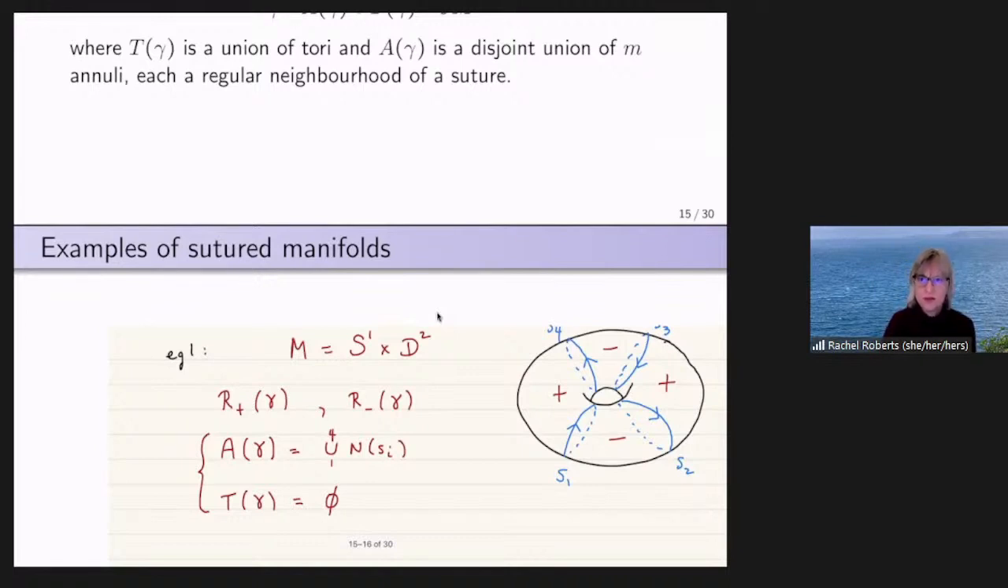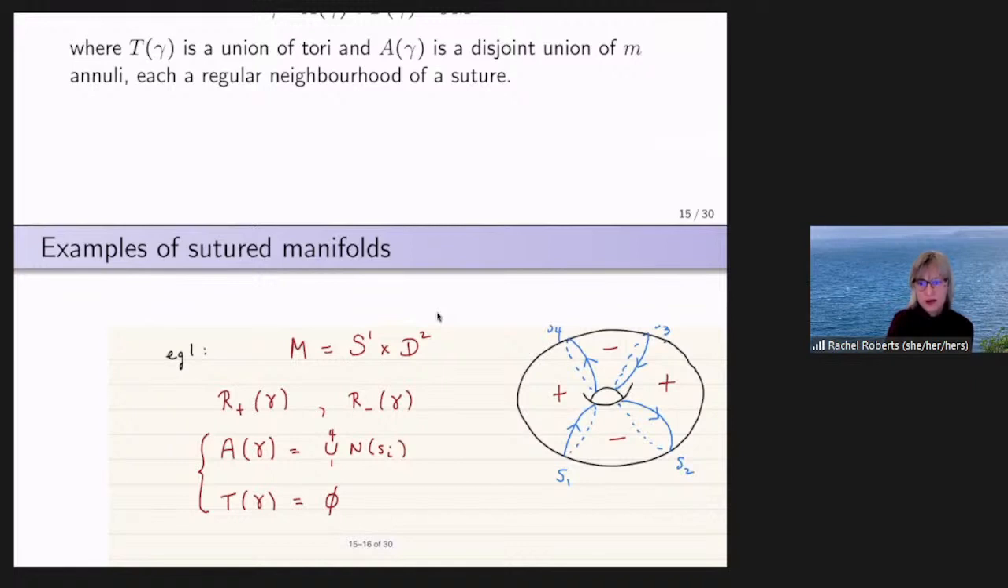So here is an example. You could think about your manifold as just being the solid torus. And then we see in blue four sutures. And the sutures are oriented, the sutures are such that they induce orientations on the complementary pieces of the boundary components. So they bound in the oriented sense subsurfaces, and the subsurfaces are going to alternate on either side of a suture, plus, minus. And the notation is that R plus of gamma is just the disjoint union of the plus pieces, R minus of gamma is the disjoint union of the minus pieces, and R of gamma is just the union of R plus and R minus.